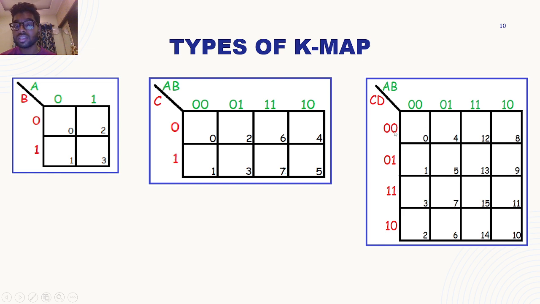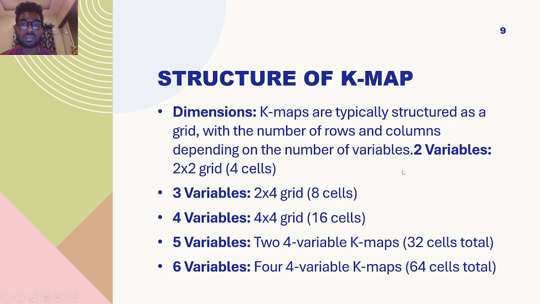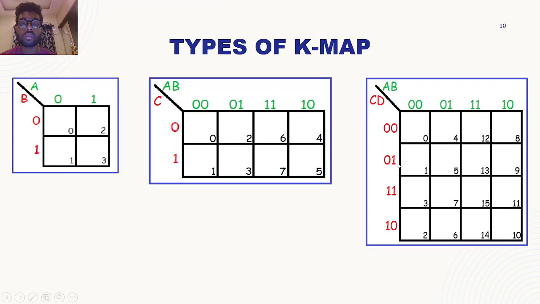So here you can see 0, 0 and 0, 0 can be entered into the 0th cell, and 0, 1, double 0 can be entered into the first cell. So this is a basic introduction of K-map. So let's see how we can group the elements in a K-map in the next slide.